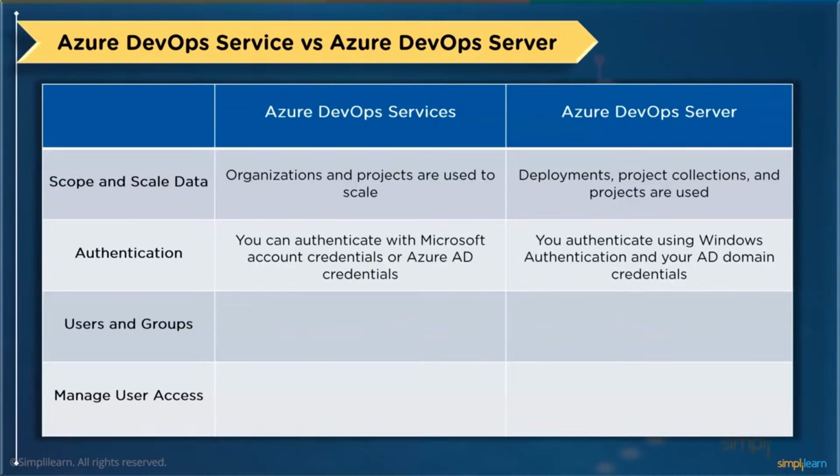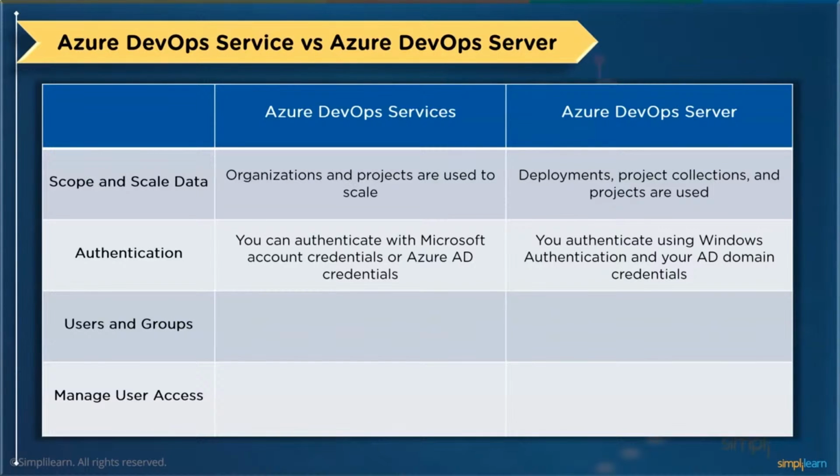Then we have authentication. To connect to Azure DevOps Services using the public internet, depending on your organization's arrangement, you can use Microsoft account credentials or Azure AD credentials to log in. You can also configure Azure AD to require multi-factor authentication, IP address restrictions, and other security features.